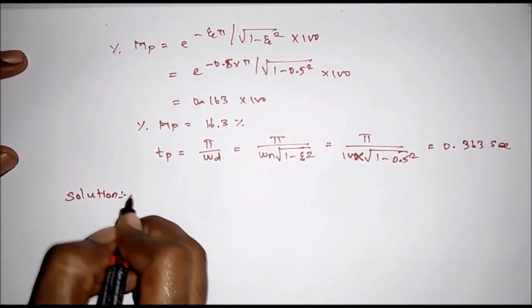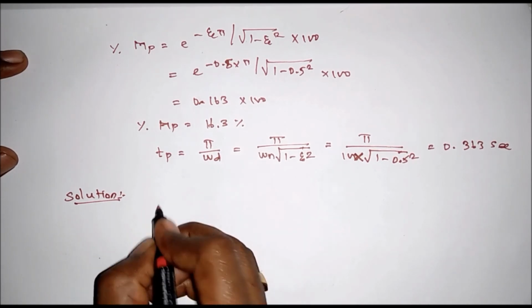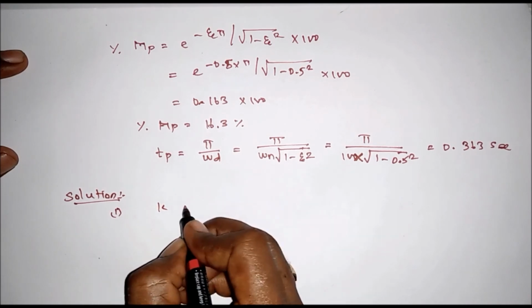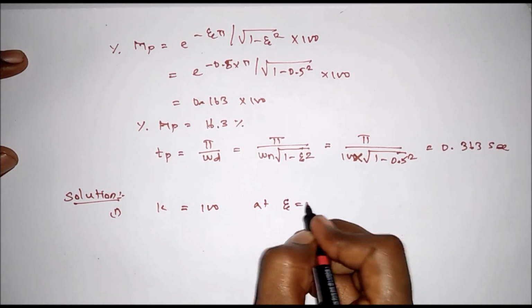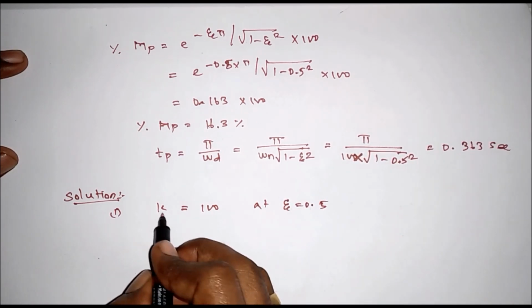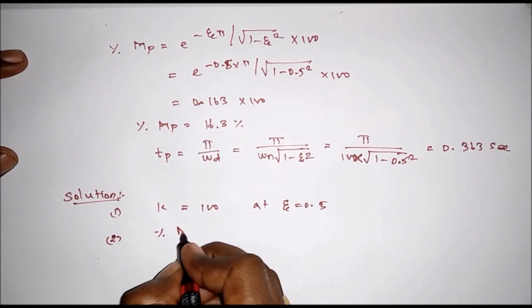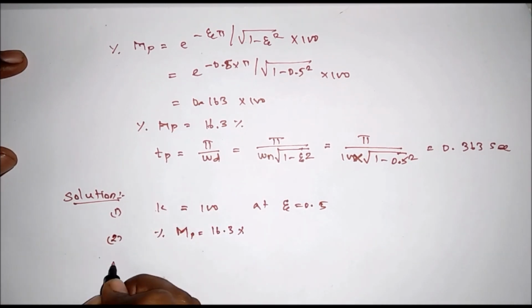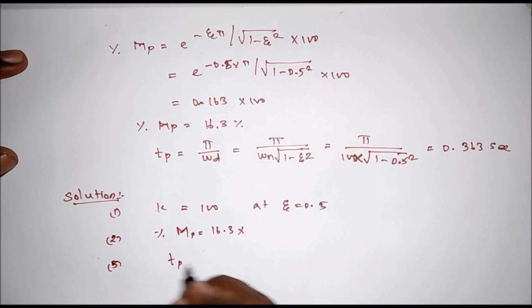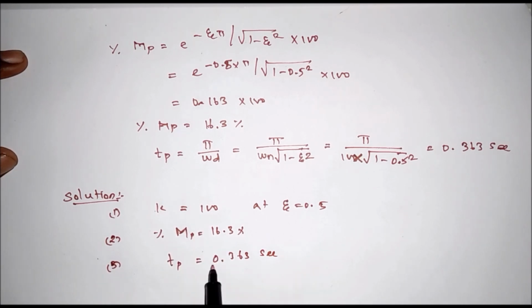Finally, we have to write the solutions for the given problem. First, the gain K at eta equal to 0.5: the gain value equals 100. The second requirement, percentage peak overshoot, equals 16.3%. The third requirement, peak time Tp, equals 0.363 second. So these are the three requirements from the given problem.